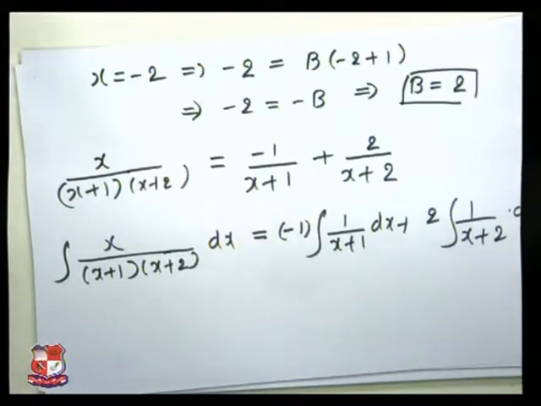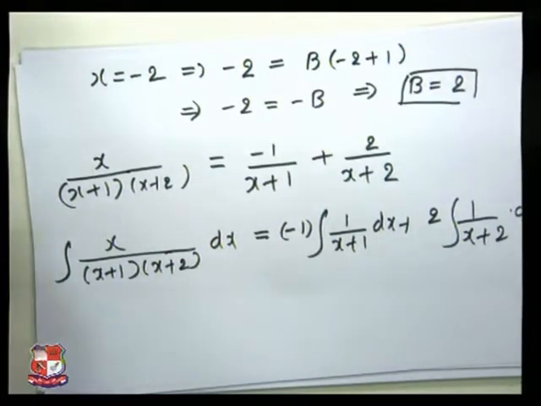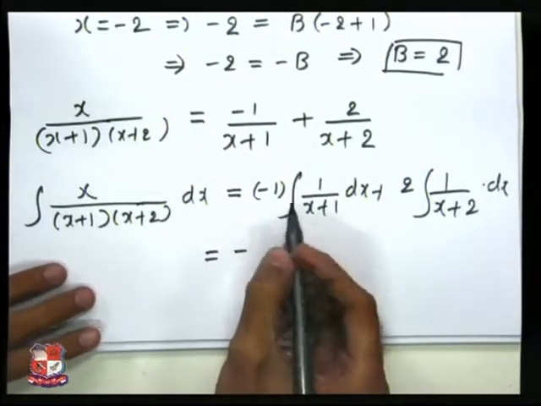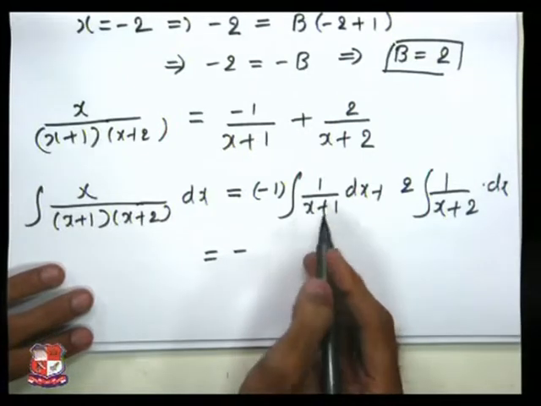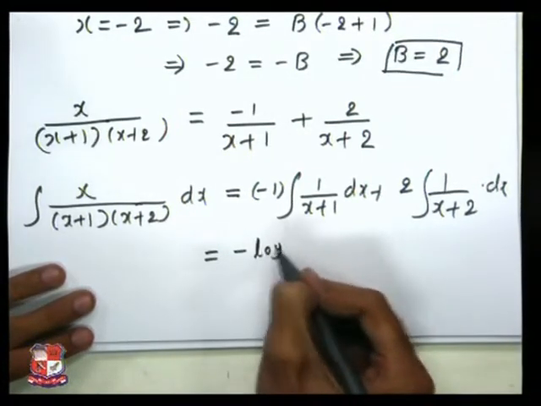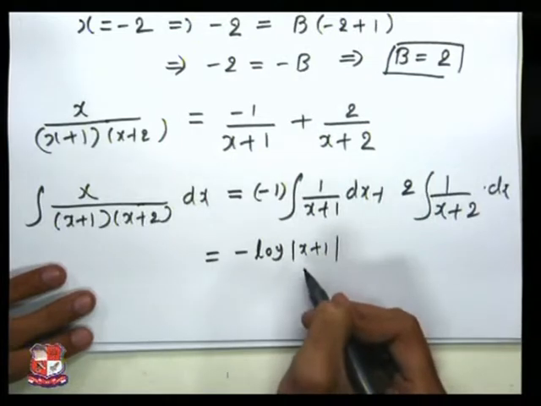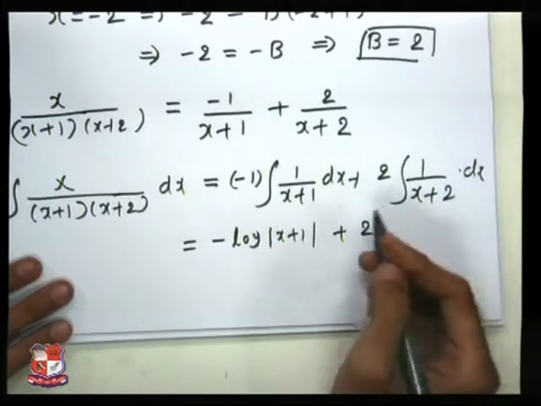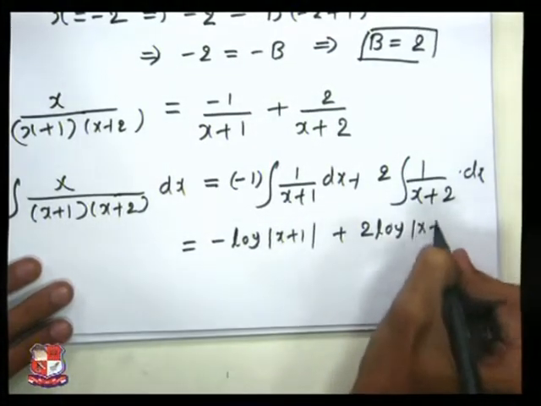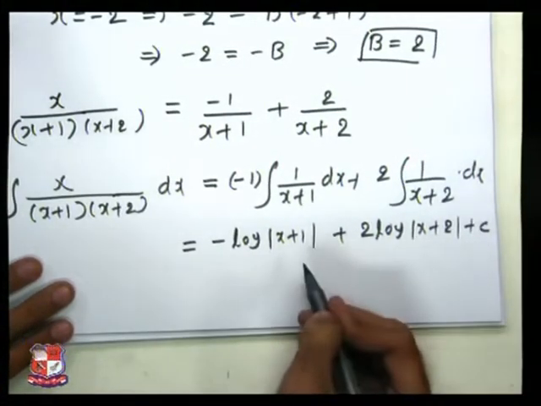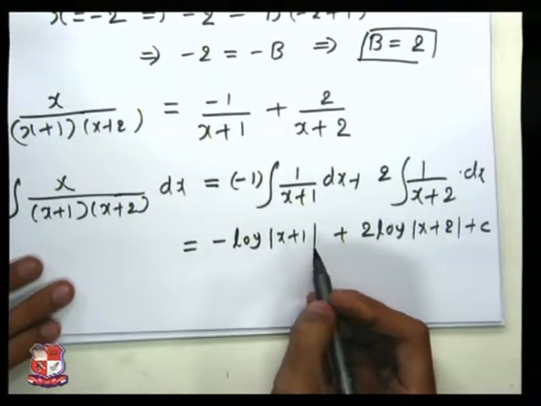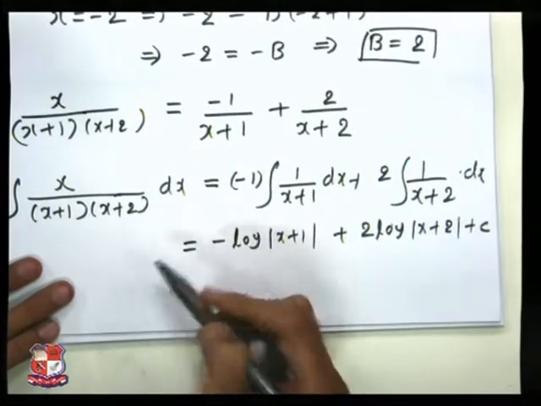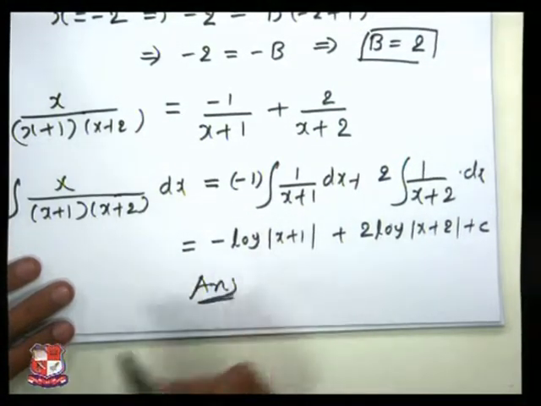Way we can integrate this one. So here this is only minus, and integration of 1 upon x plus 1, that is log x plus 1, and plus 2, integration of 1 upon x plus 2, that is log x plus 2 plus the constant c, which is the integration of this function, which is the answer.